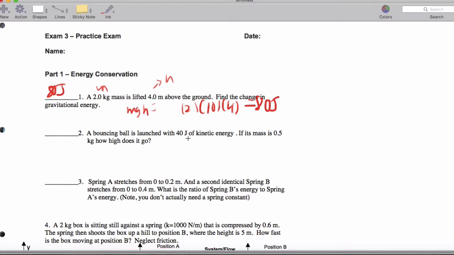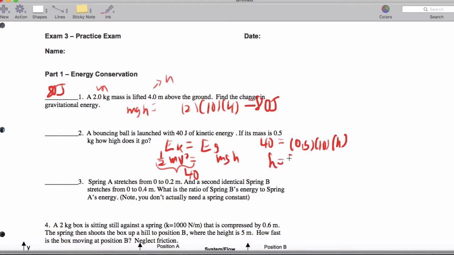Now, a bouncing ball is launched with 40 joules of kinetic energy. If its mass is 0.5 kilograms, how high does it go? Keep it simple. Maybe you want to do a bar graph. I'll simply set kinetic energy equal to the gravitational energy. So we have 1/2 mv squared equals mgh. Here we don't know what the m or the v is, but since the total is 40 joules, we can simply set 40 equal to mgh, so 0.5 times 10 times the height. So the height ends up being 8 meters when we solve. Yes, because it's 40 divided by 5, which is 8 meters.